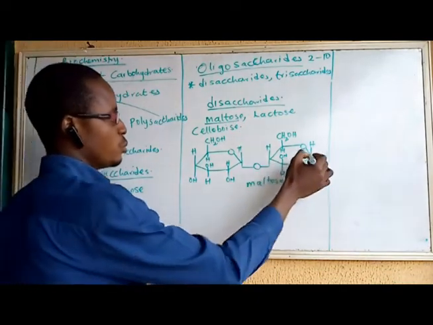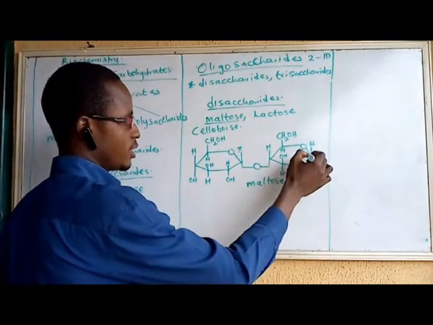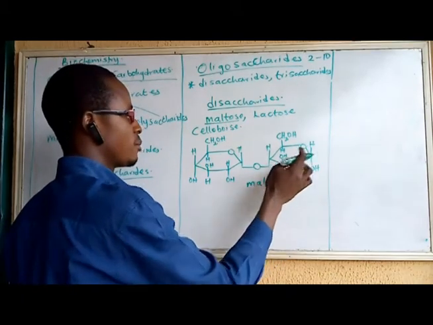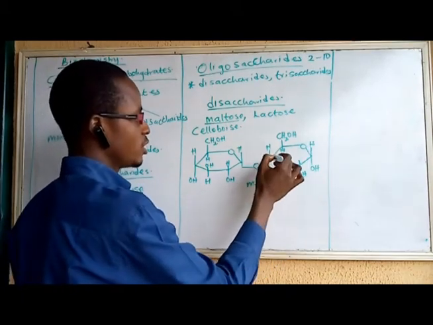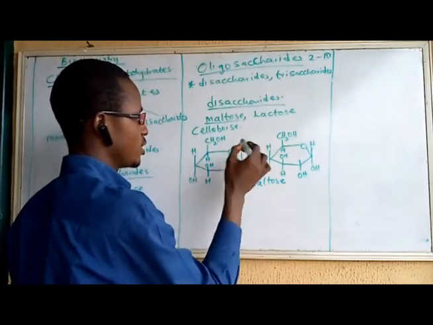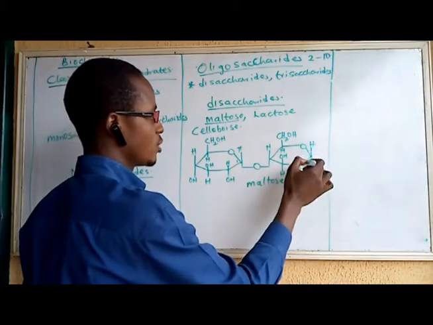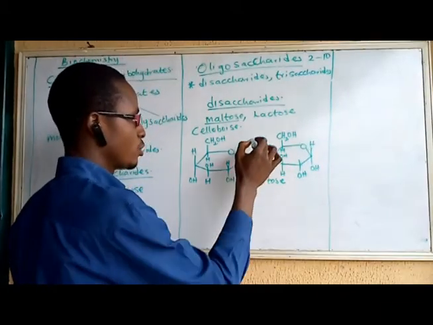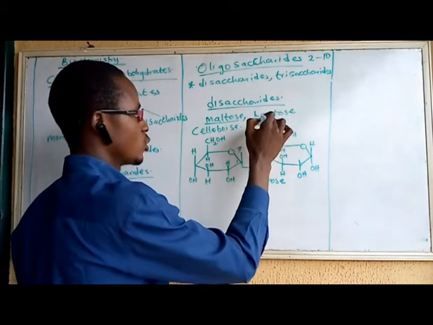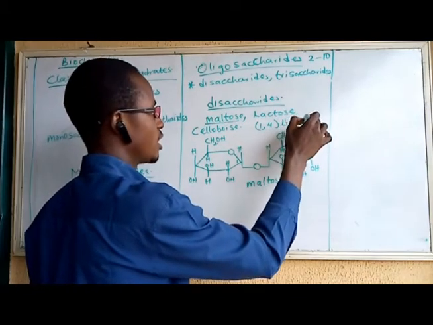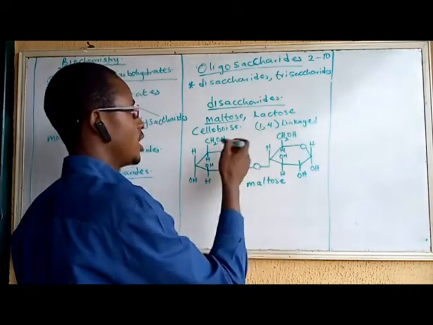One more point to mention: the linkage takes place between carbons. This is carbon 1 here, 2, 3, 4, 5, 6. When you number, this is carbon 1, 2, 3, 4, 5, 6. So the linkage is between carbon 1 and 4. That's where the glycosidic linkage exists in maltose.